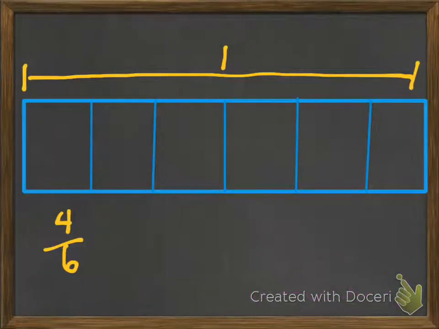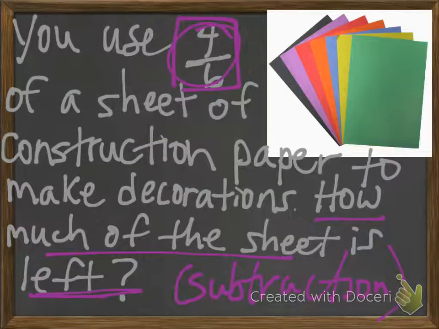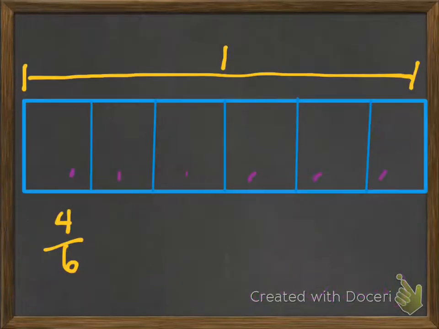Let's say this is our whole piece of construction paper, and it's divided into 6 parts. 1, 2, 3, 4, 5, 6. And we're going to use 4/6 of it. And again, the question is, how much is left over? So let's go ahead and highlight what we're going to use. So for example, if we're going to use 4/6, here's a 6.